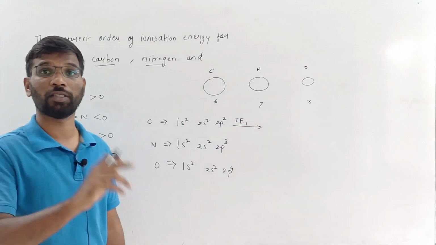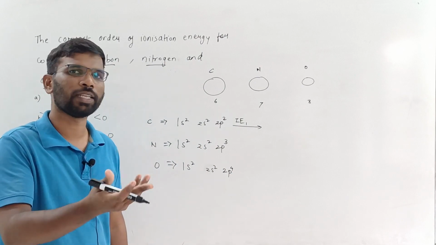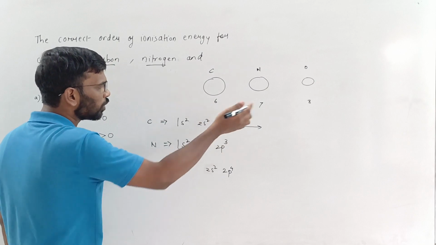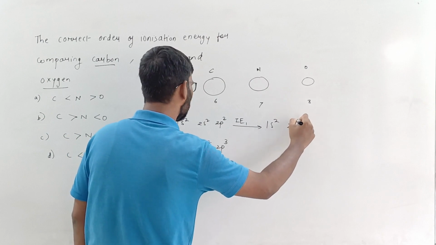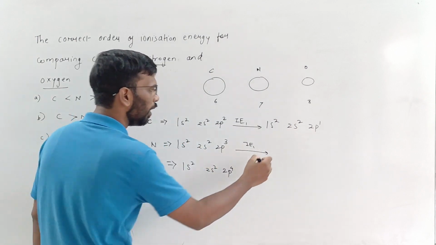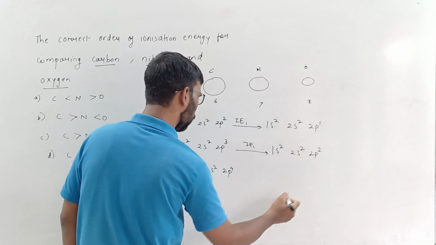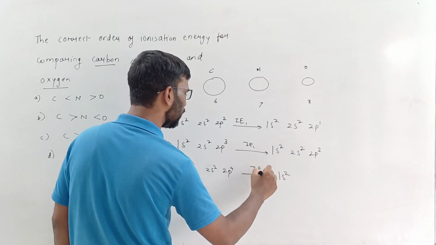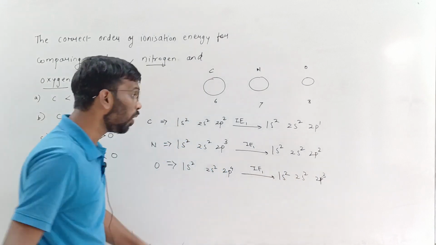Now ionization enthalpy 1 means I am talking of the first ionization enthalpy. First ionization enthalpy is the energy required to remove the outermost electron, or a valence electron, from the last shell, right? So the last electron we are removing, from the 2p orbital. So after first ionization enthalpy, carbon becomes 1s2, 2s2, 2p1. Over here also, after first ionization enthalpy it is 1s2, 2s2, and 2p2. And over here, after first ionization enthalpy, it is 1s2, 2s2, and 2p3.